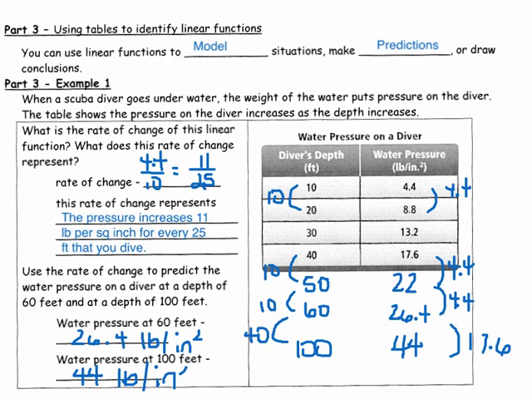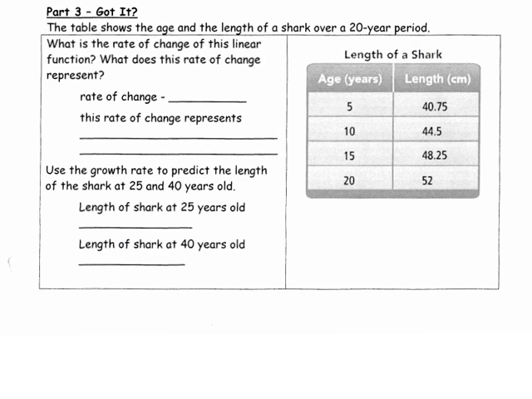All right, let's take a look at the last example now. This time we're talking about the length of a shark after so many years. So as the age increases, so does the length. We want to look for a pattern. So if we take a look at how much it grows here, it goes up 3.75. It goes up 3.75 here, and it goes up 5 here. So let's go ahead and write that in. So it goes up 3.75, and the x values go up 5.